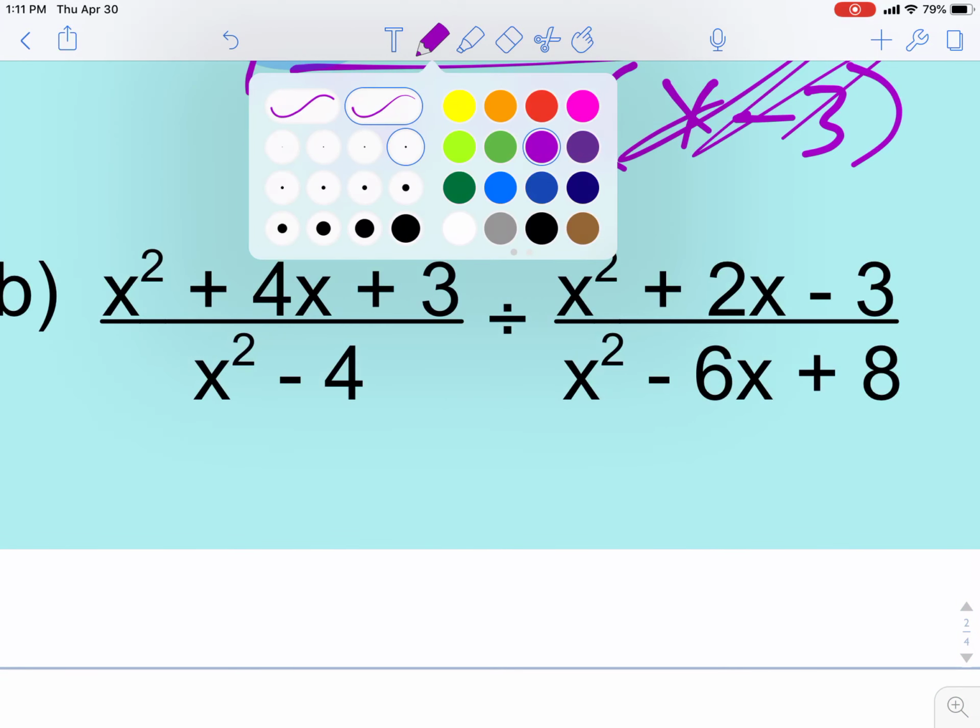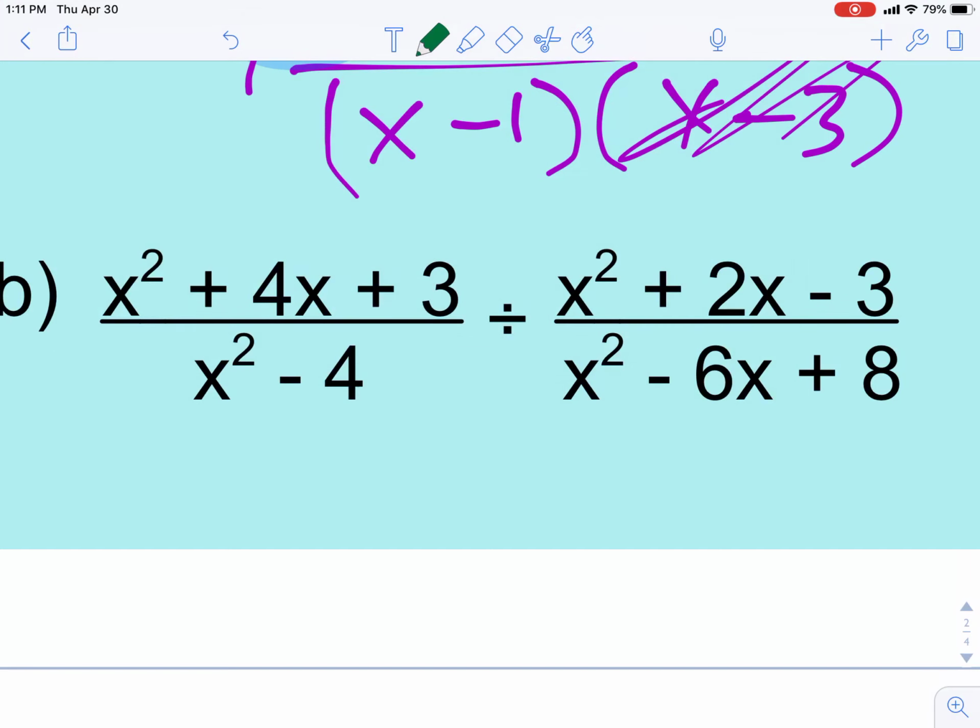And I'm going to do the keep, change, flip all at one time here. Okay? So we'll go top left. I'll just do them all in different colors and highlight them, and I'll put them in there. So factors of 3 that add to 4 are 3 and 1.